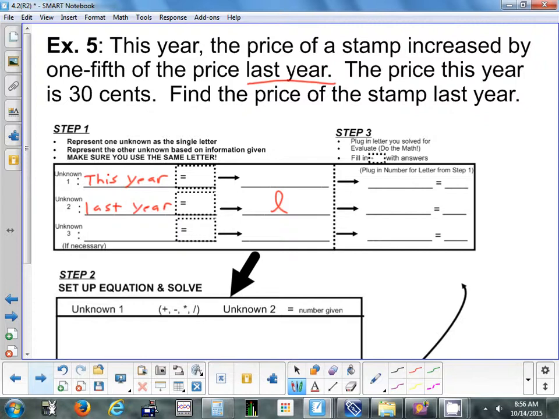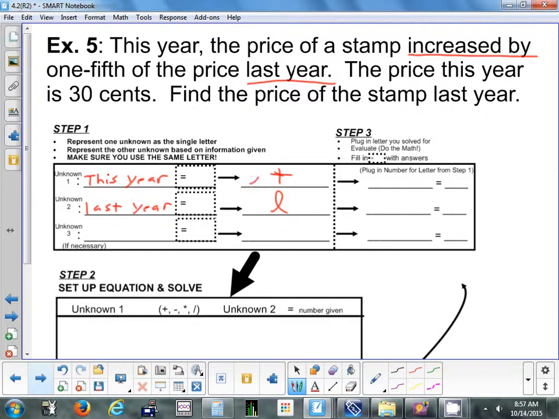Now we're going to look at what the increase was. When you see increase, what operation is that? Addition. So the price this year, it's going up. Okay? It's going up. So to figure out what the increase is, take what it started at and add the increase. What's the price before we increase it? What did the price start at? Think of like last year's price.